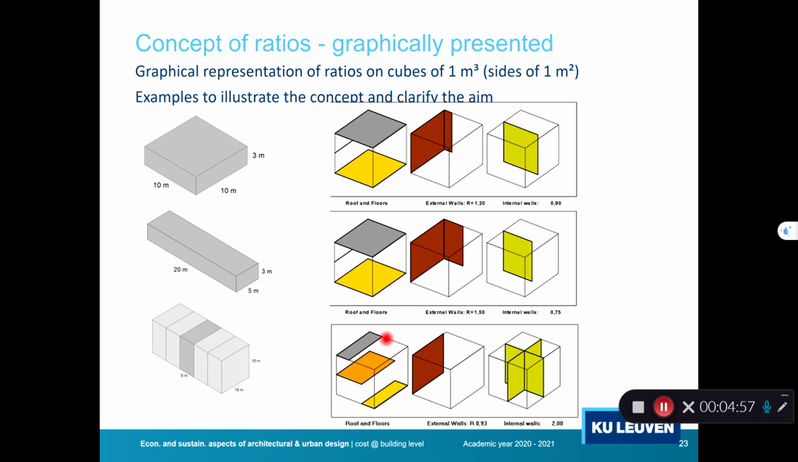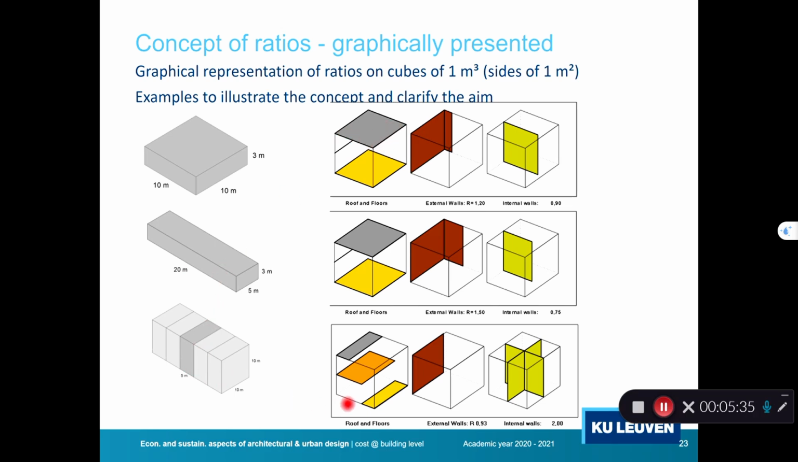On the left in yellow we have the ratio of the ground floor. In gray, we have the ratio of the roof, and in orange, the ratio of the intermediate floors. If we look at the calculation for the first one, the ground floor is 10 by 10 meters. If we divide it by the floor area, again 10 by 10 meters, we have a ratio of 1, so a fully colored surface on the floor. The roof is exactly the same. It's 10 by 10 divided by 10 by 10, it's 1. The same for the second building.